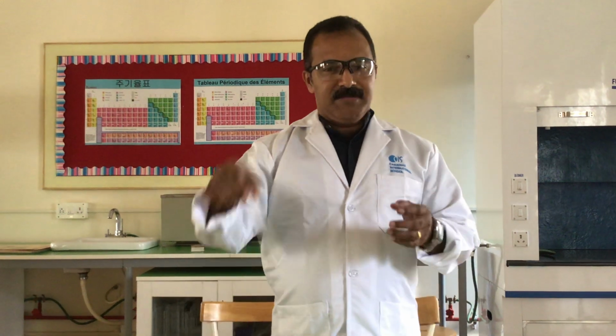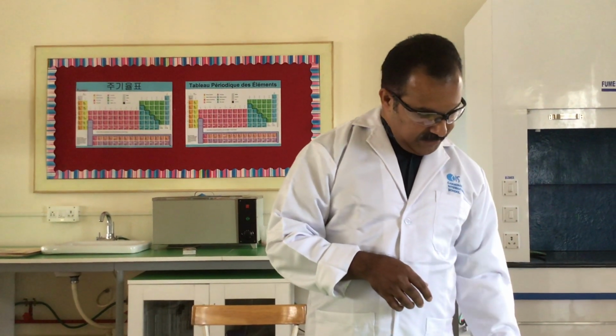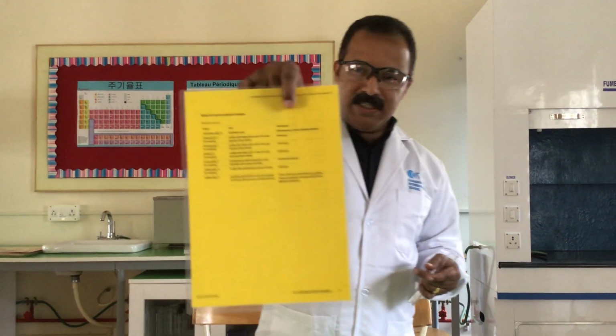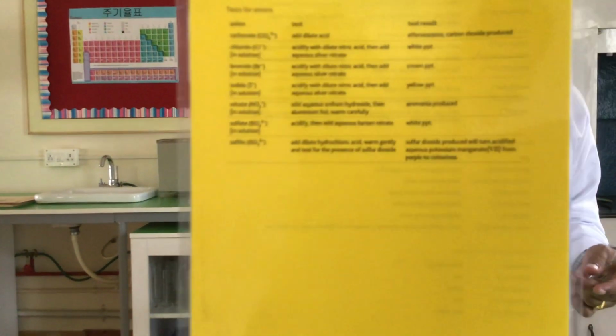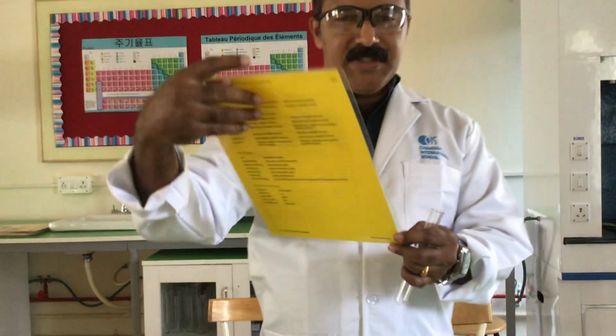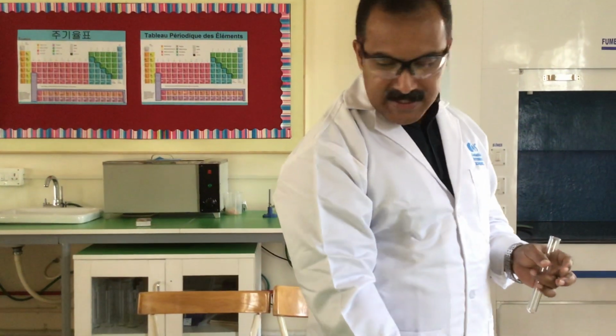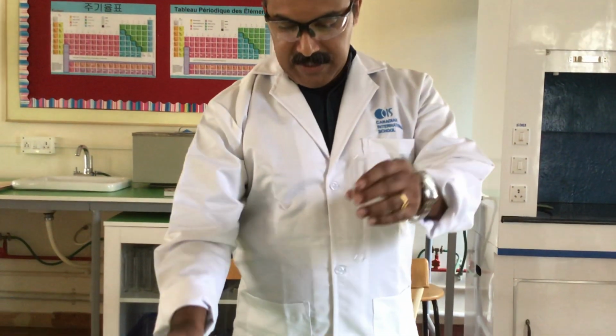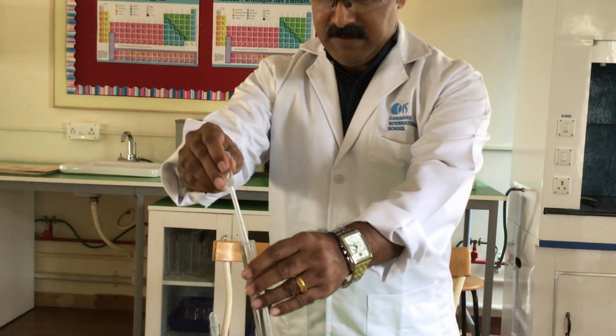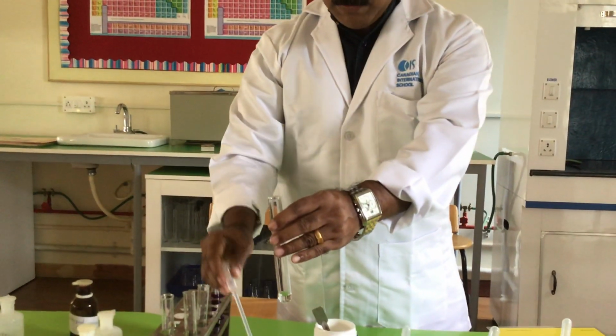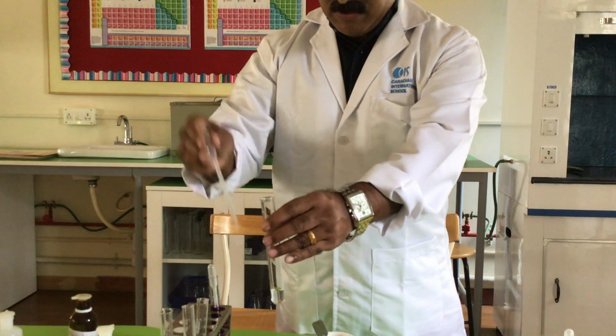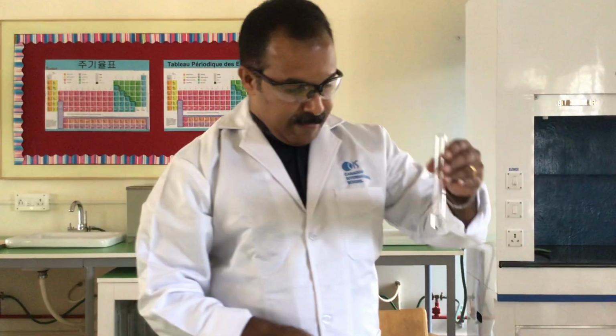First is sulfate. For the test of sulfate, this is the sheet which says the test for anions, and there it is written the sulfate should be tested after taking the sulfate in solution, which I'm taking 1 centimeter cube, another 1 more centimeter cube, 2 centimeter cube of sulfate solution. Then acidify and add barium nitrate.